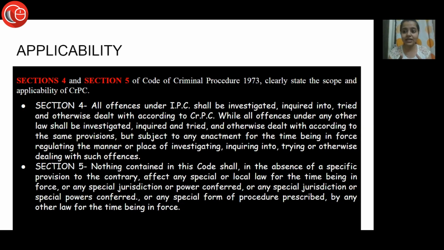And otherwise dealt with means there are also other provisions other than investigation, inquiry and trial, like maintenance proceedings, like deciding the jurisdiction of a court. How a case should be governed and what the procedure for trial should be is covered under trial. But otherwise dealt with is a wide phrase which covers all other aspects other than investigation, inquiry, and trial, which we'll study in upcoming chapters. So this was about the applicability. Let's move on now.